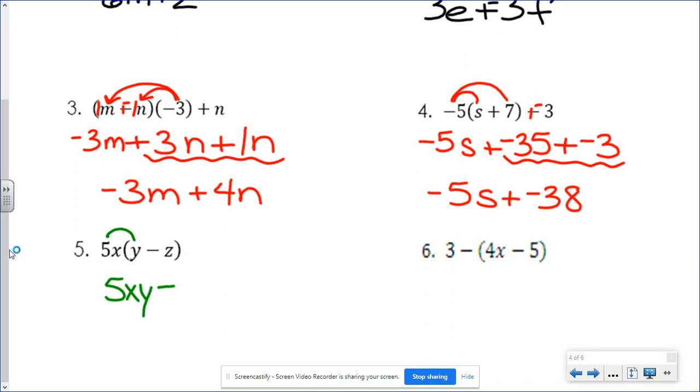And again, let me leave that as a subtraction for a minute. 5x times z would just be 5xz. And they're not like terms. They don't match, so we're done.